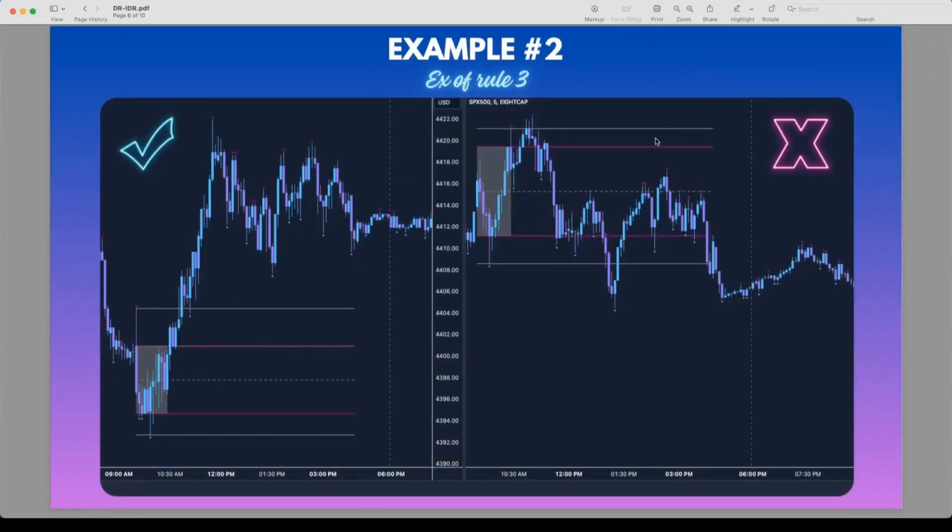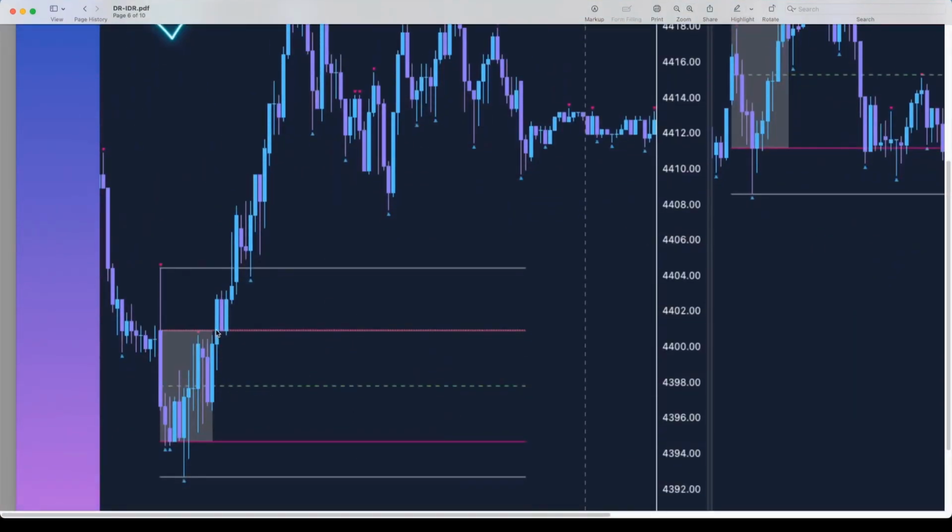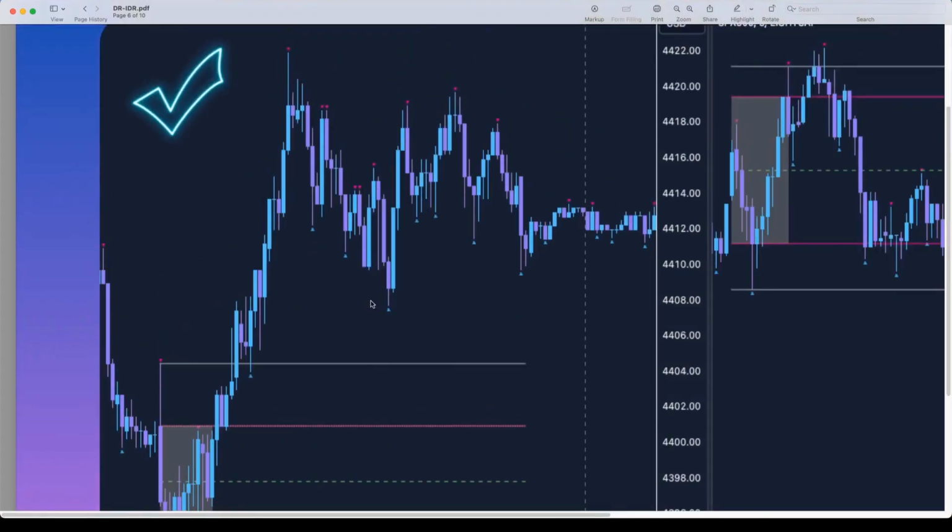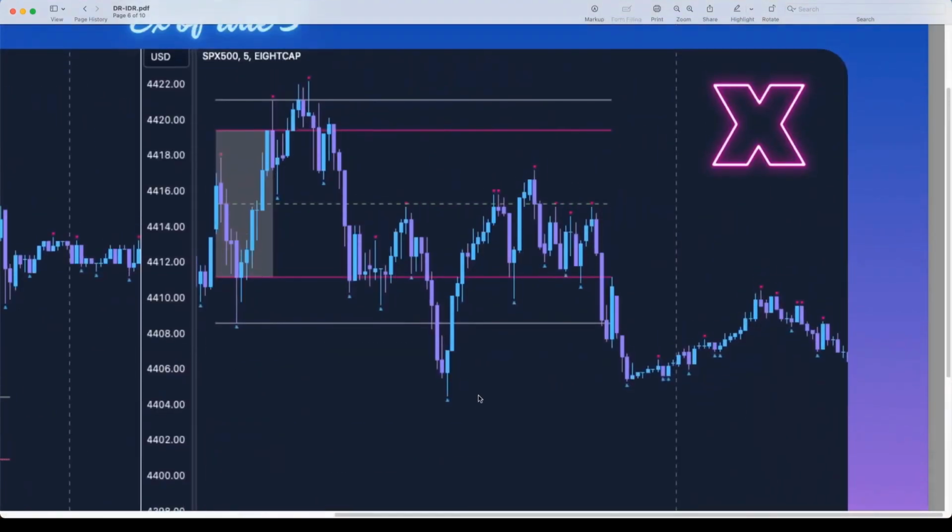Okay, so example 2 of rule 3. This is what I mean when I say might, when price closes after 10:30 above the IDR. Okay, so let me zoom in. After 10:30, this candle closed over the IDR, implying that there might be a bullish trend. And as you can see, there was a bullish trend for that session. But as nothing is fail proof, we have one here that also closed above the IDR, this blue candle right here. And as you can see, the trend actually ended up reversing, going down.